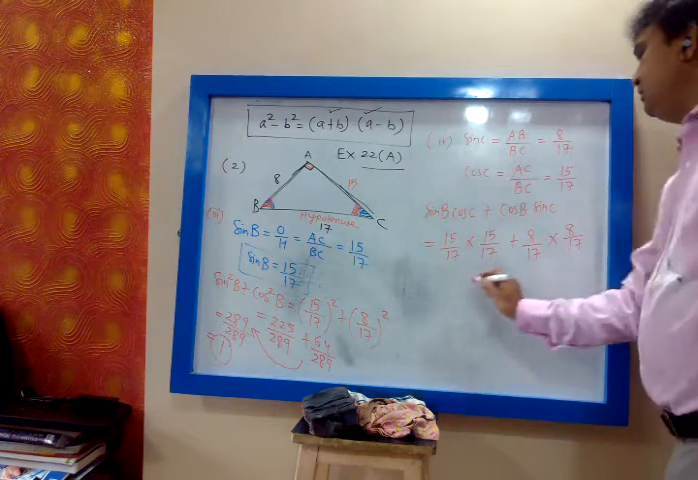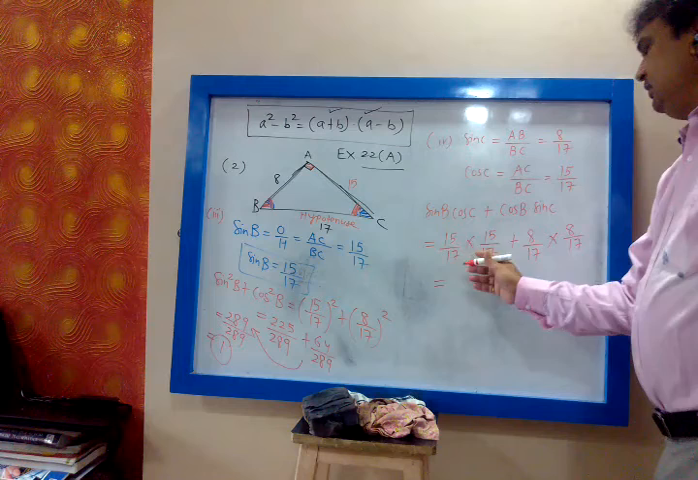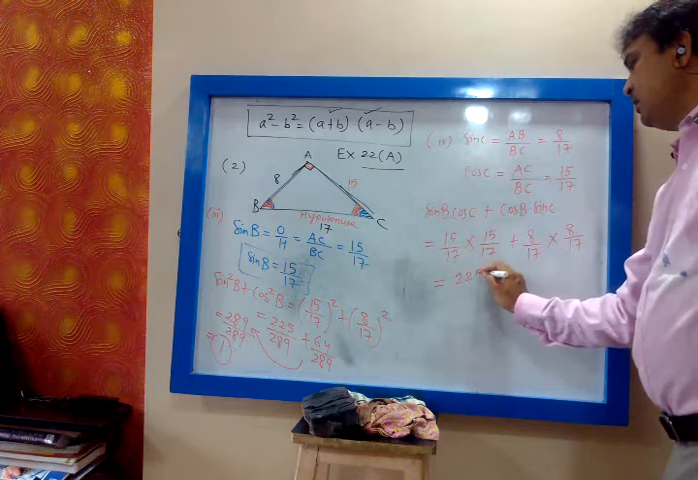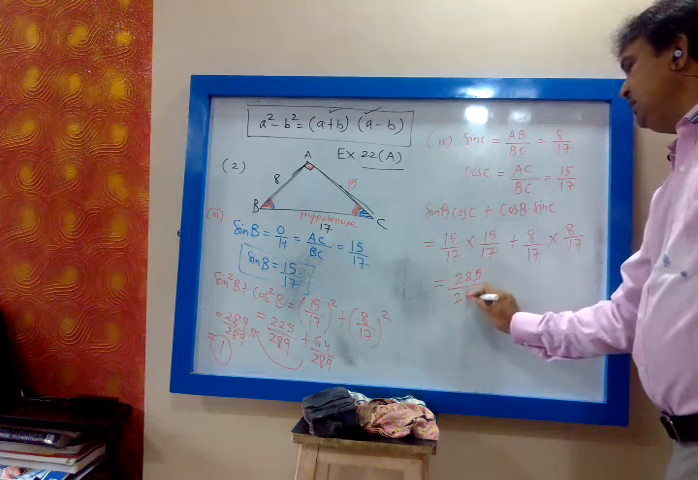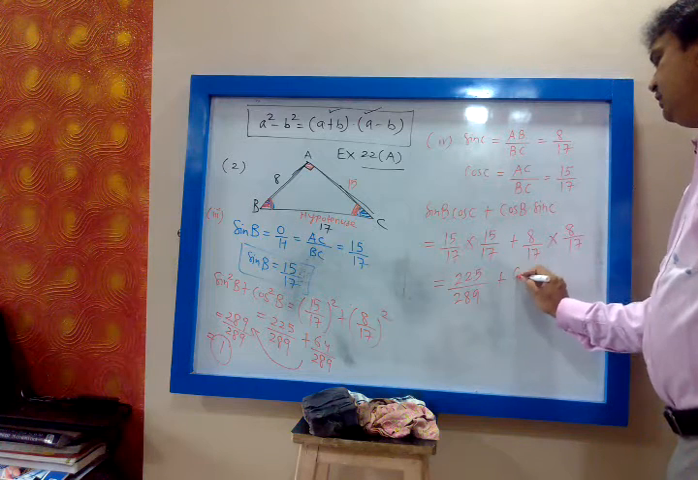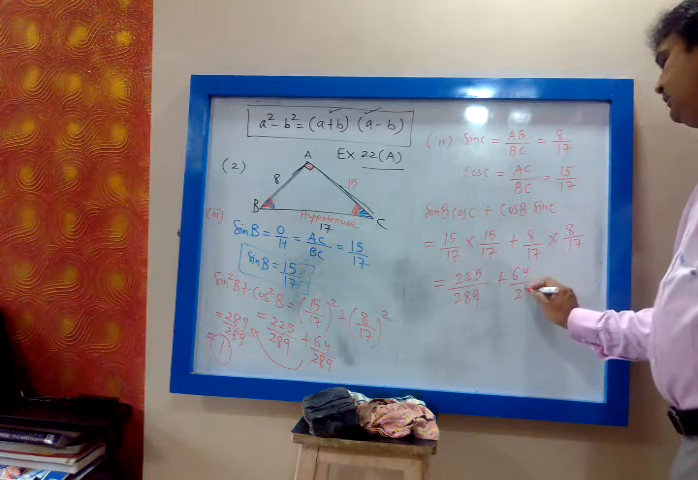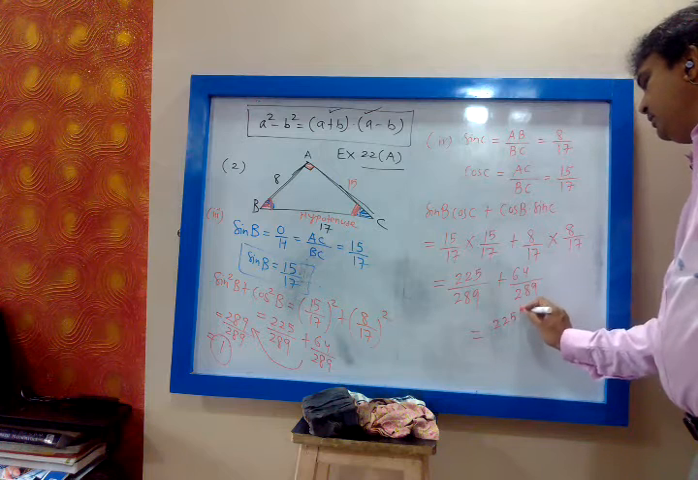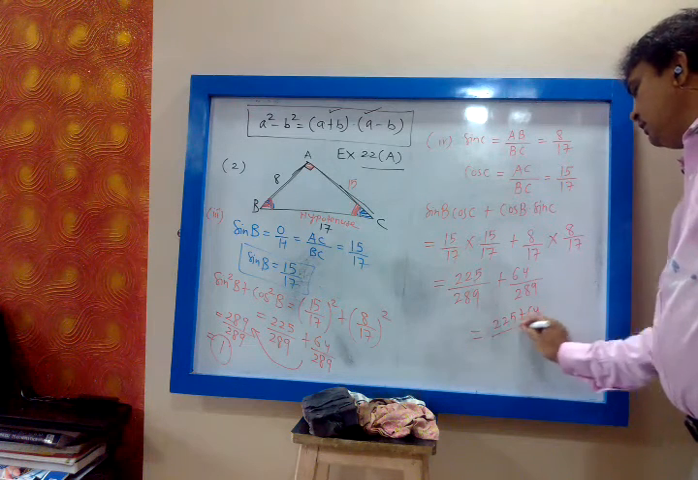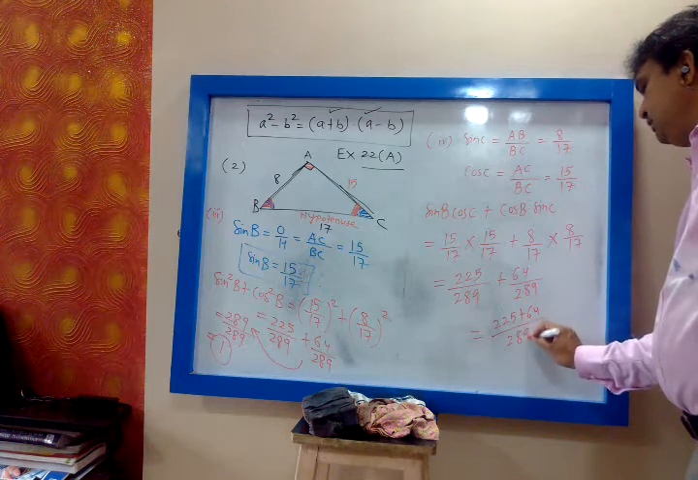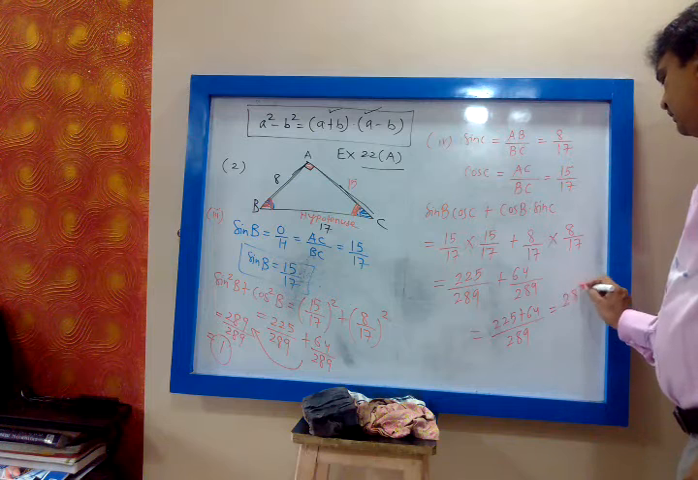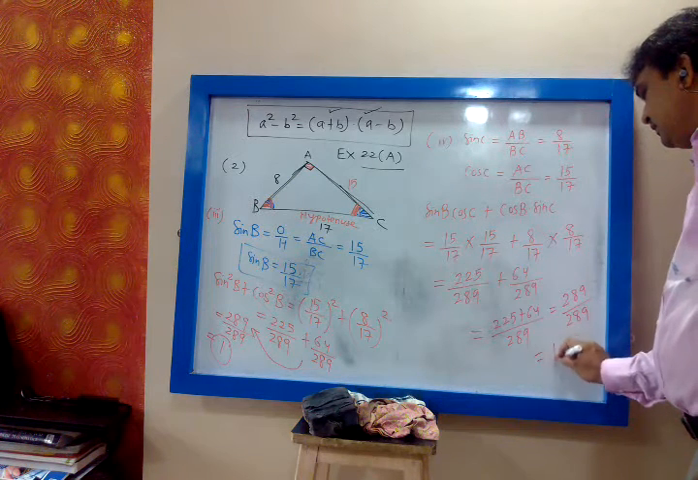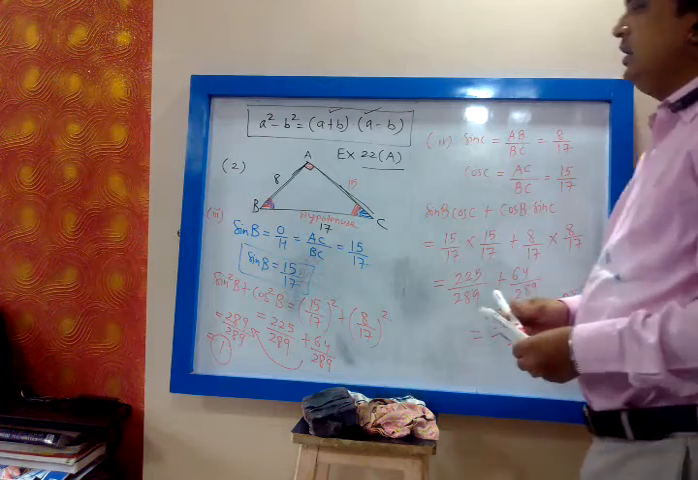Okay, so multiply 15 into 15, that is 225. 17 into 17 is 289. Plus 8 into 8, 64 upon 289. So 225 plus 64 upon 289, that is 289 upon 289. The answer is 1.